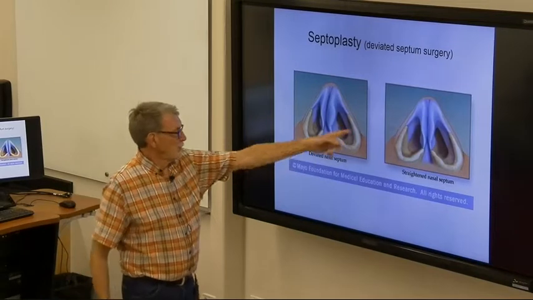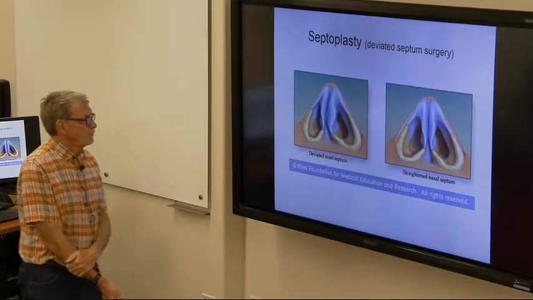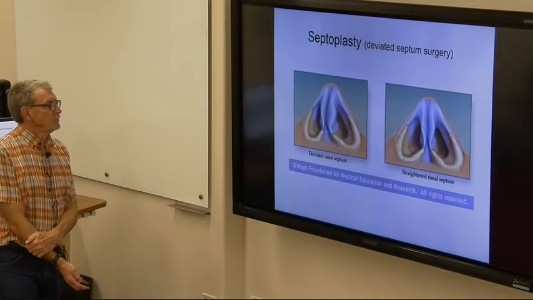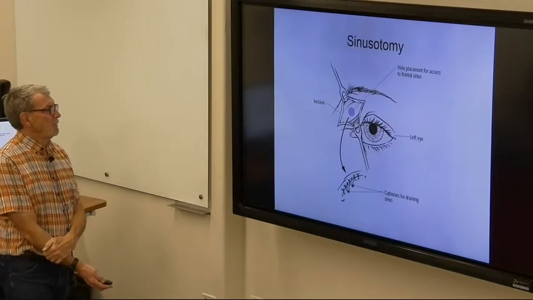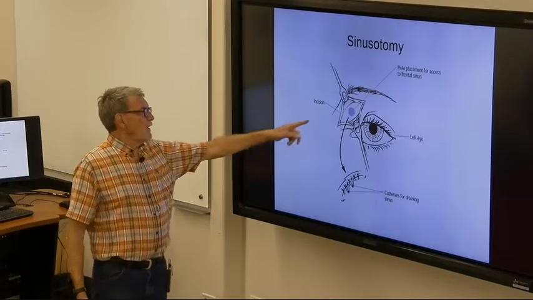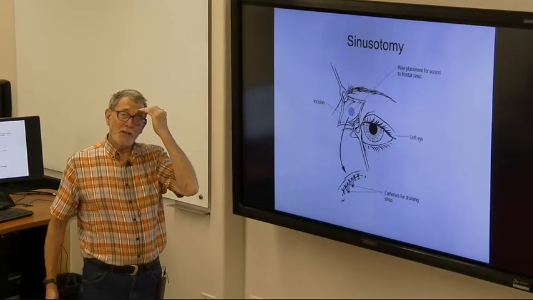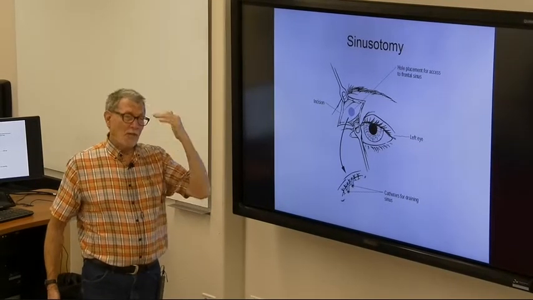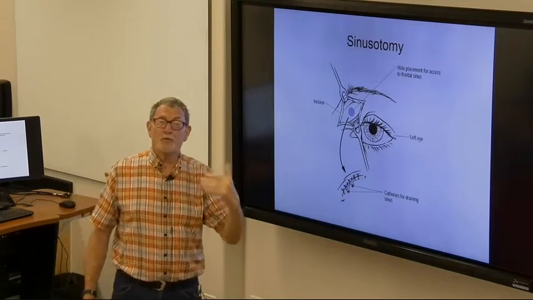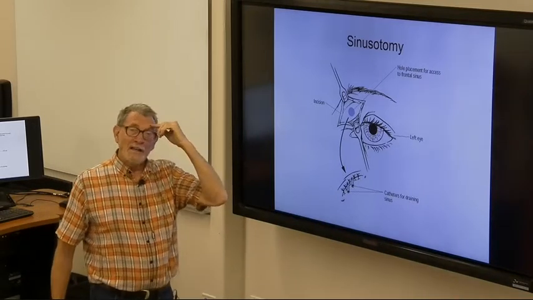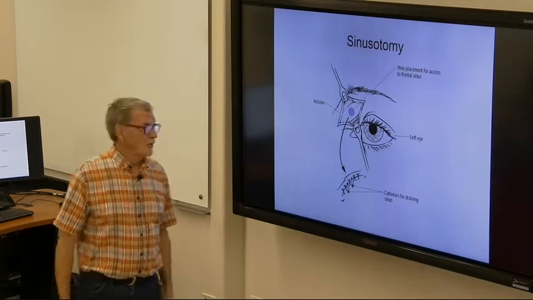Septoplasty, repairing the deviated septum. Sinusotomy, making a cut into the sinus. If there's an infection in there and it's blocked so that it can't get out, the pressure gets so high it becomes excruciatingly painful, and they can open it up and remove whatever's inside.